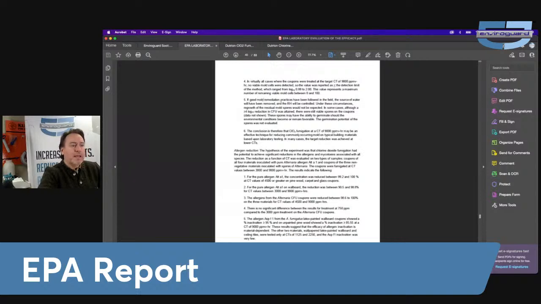If good mold remediation practices have been followed in the field, the source of water will have been removed and the RH will be controlled. Under these circumstances, regrowth of residual mold spores would not be expected. In some cases, although a 4 log reduction in colony forming units was attained, there were still viable spores on the coupons, data not shown, and these spores may have the ability to germinate should the environmental conditions become or remain favorable. The germination potential of the spores was not evaluated.